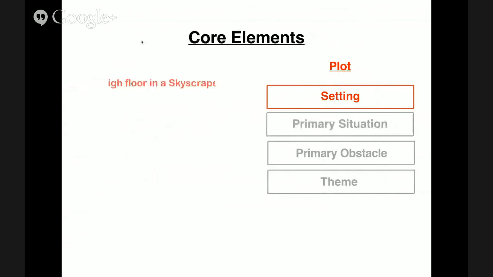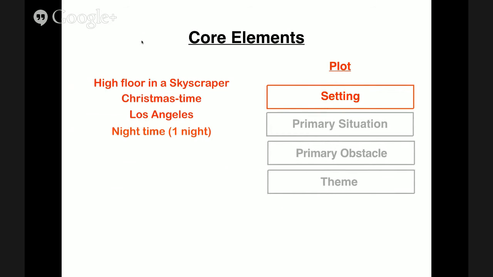Okay, the setting of Die Hard, very simple. High floor in a skyscraper. It's Christmas time. It's in Los Angeles. It's nighttime. The whole movie takes place in one night. It's important to the setting.